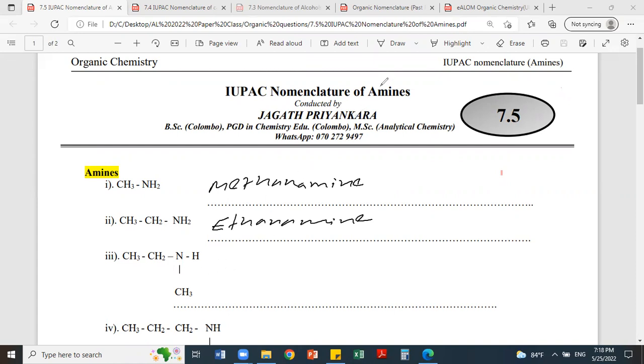Then in this one you can see the CH3 group is attached to the nitrogen. Then we write it as N-methyl. Then you can see the other part is ethanamine, so N-methyl ethanamine. Without leaving a space you can write N-methyl ethanamine.